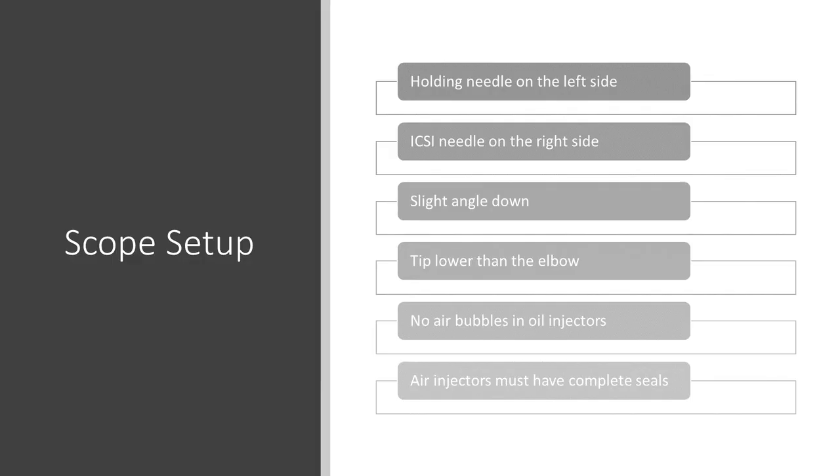Once it's properly set and it's still pulling, it's probably one of the attachments where the tube is attached to either the tool holder or the injector, and it's pulling air from somewhere. Whether it's an oil injector or an air injector, it's getting its air from somewhere and could be a problem.